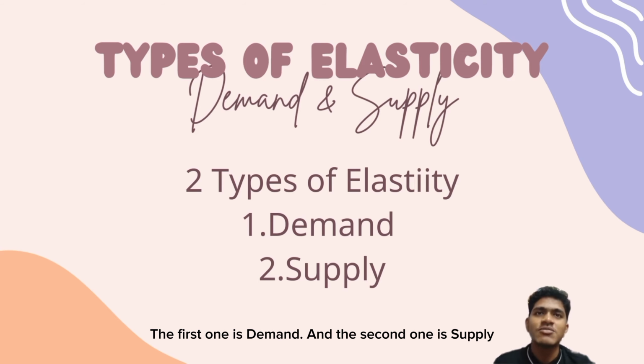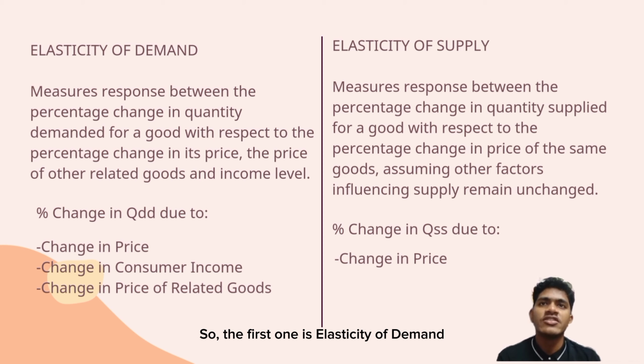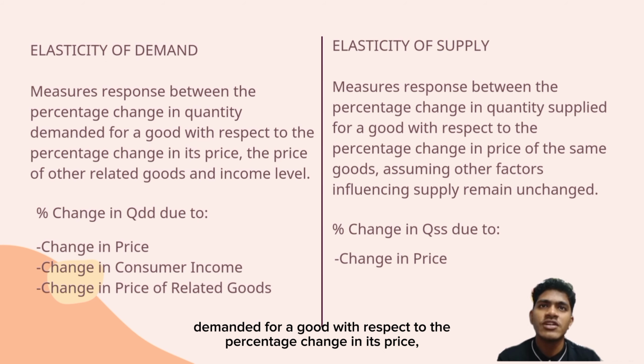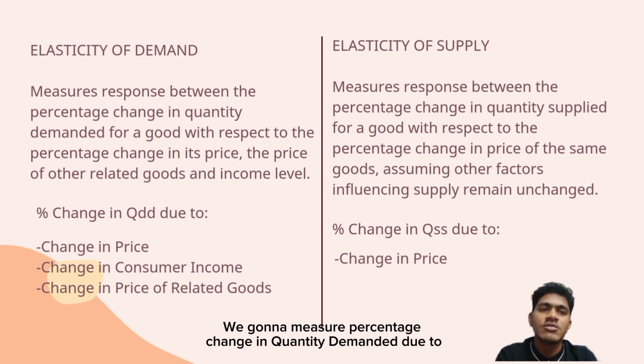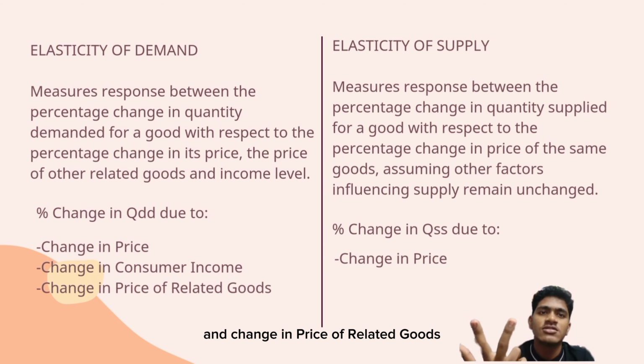The first one is demand and the second one is supply. So for the first one, we have elasticity of demand. Elasticity of demand means measure response between the percentage change in quantity demanded for a good with respect to the percentage change in its price, the price of other related goods and income levels. So for elasticity of demand, we're gonna measure percentage change in quantity demand due to first change in price, change in consumer income, and change in price of related goods.